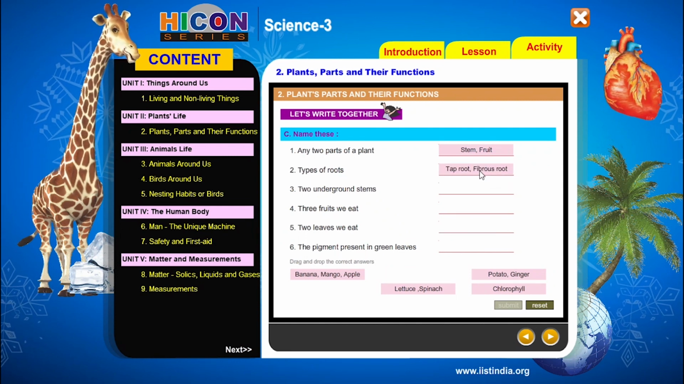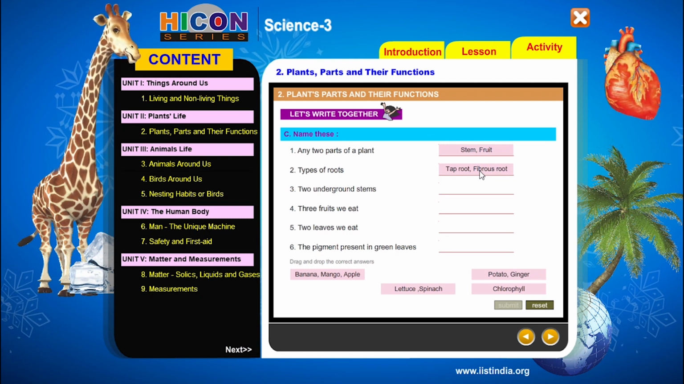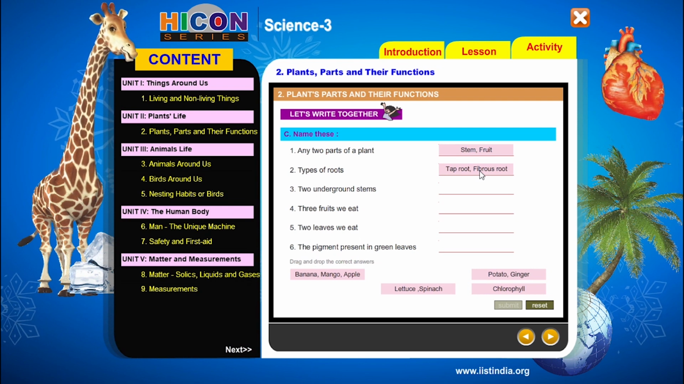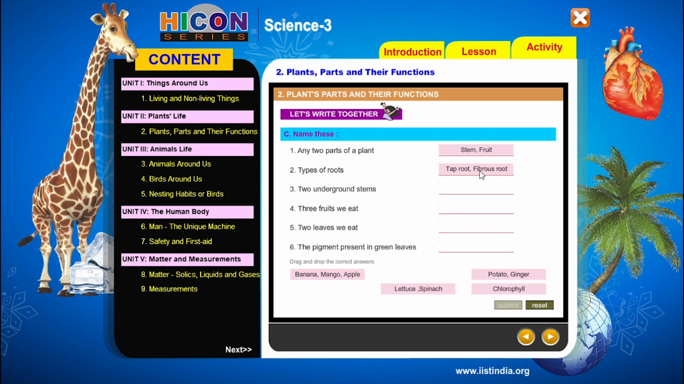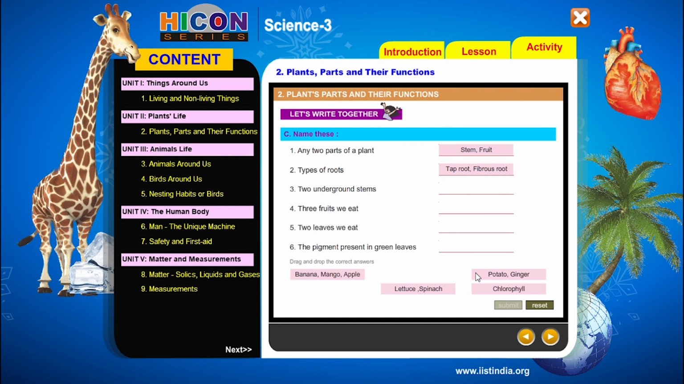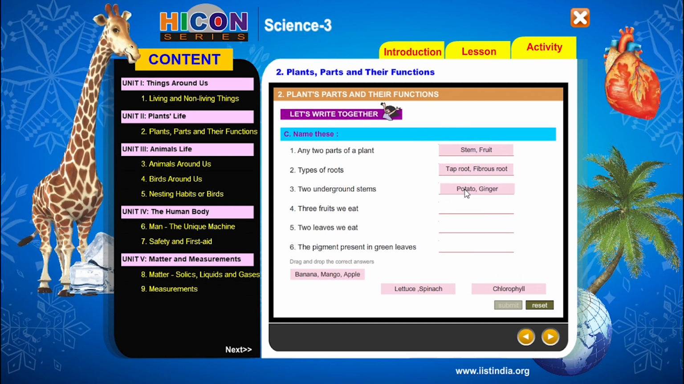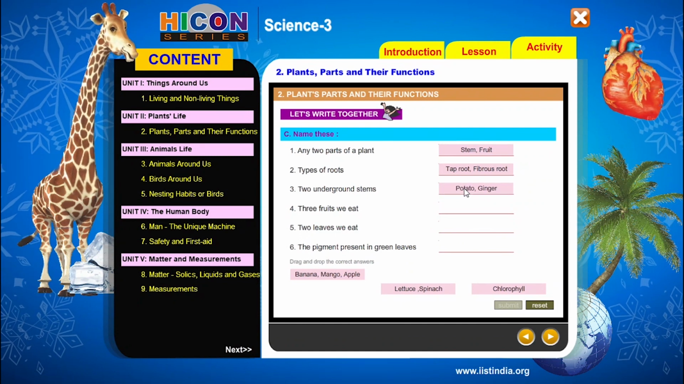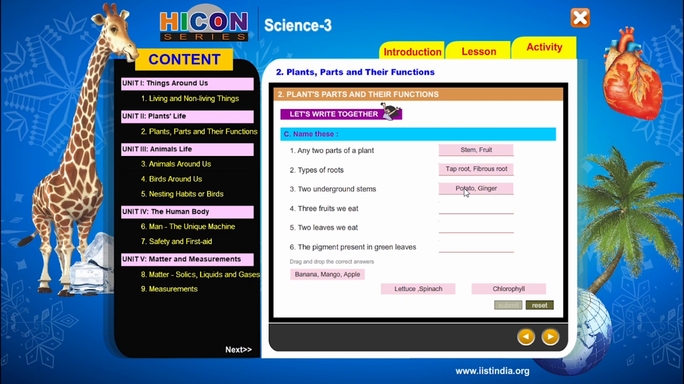Next, read the third sentence. Two underground stems. So we have already discussed the functions of the stems. That some stems store their food in them. So those are called underground stems. We can eat these stems as food. So children, can you identify the answer for the third sentence? Yes, potato, ginger. So potato and ginger are underground stems and we can eat them as food, because those plants store their food in their stems. Potato, ginger is the correct answer for the third one.